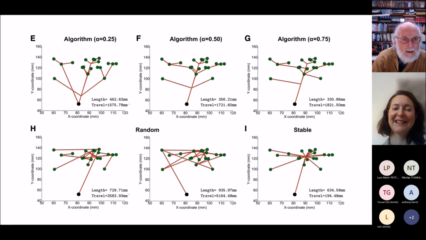Here we have in E, F, and G the algorithmic approach to this, where you've got a constant which appears in the mathematical formula which describes the Pareto front. We'll have a look at that in a moment, and it shows different theoretical ways or theoretical positions along the Pareto curve, which conforms to something between the Steiner and the satellite model. And then H and I are random connections. And I don't know why I is called the stable one, but that all goes to a single point. So these are different ways in which the points can be connected. Next, please.